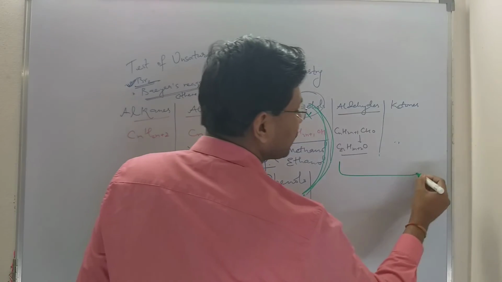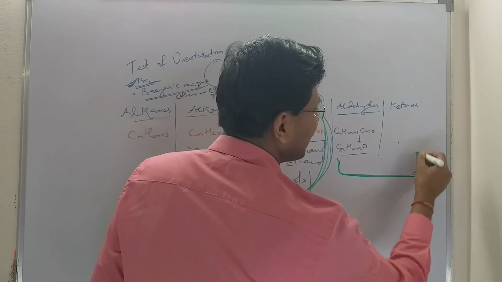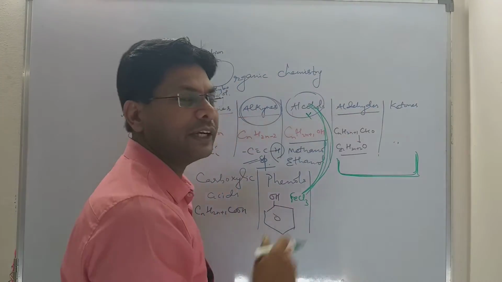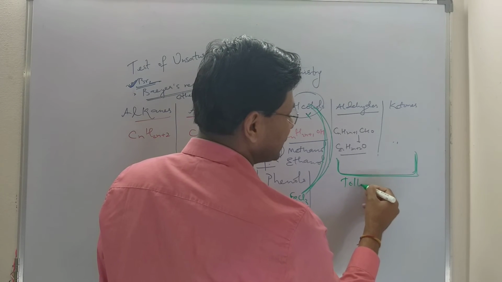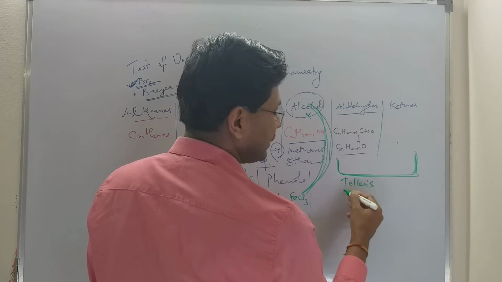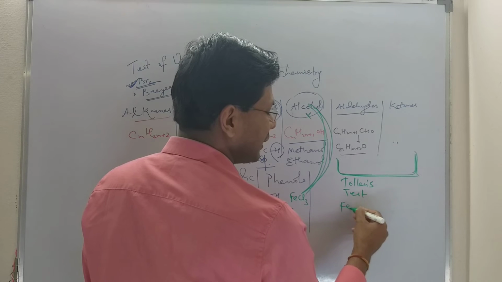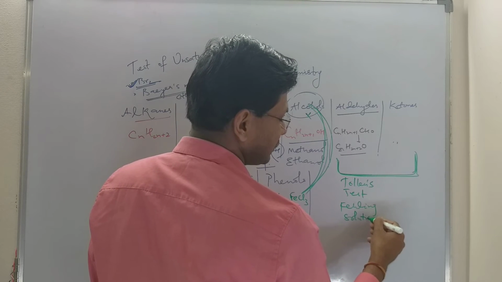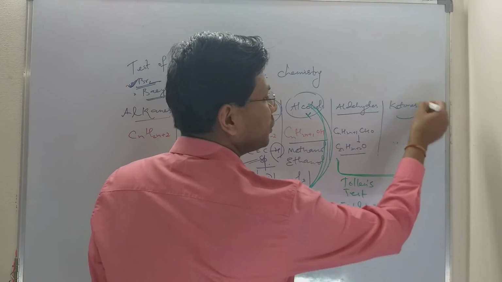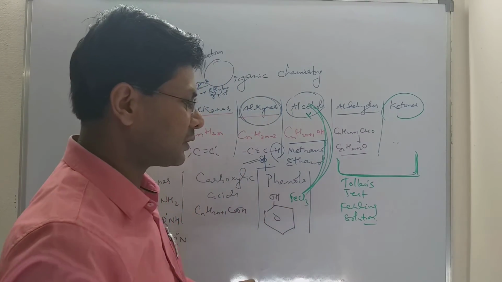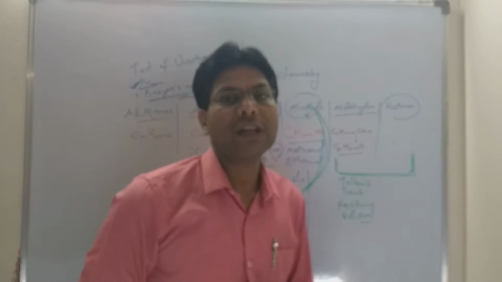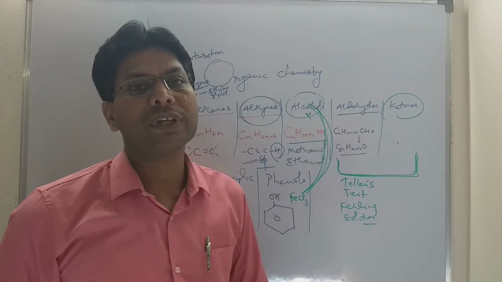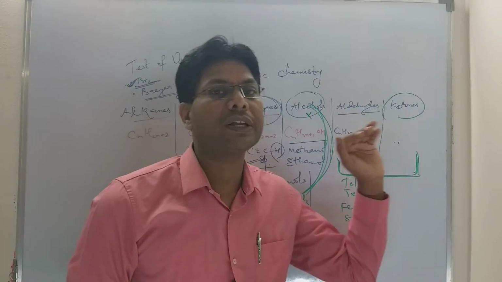Next is aldehyde and ketone. Most of the questions are basically asked on aldehydes and ketones: how are aldehydes and ketones distinguished? Aldehydes will give the Tollens test and the Fehling's solution test. But ketones will not give the Tollens test and Fehling's test. Tollens reagent is ammoniacal silver nitrate. Aldehyde gives a silver mirror with Tollens reagent, but ketones fail to give it.